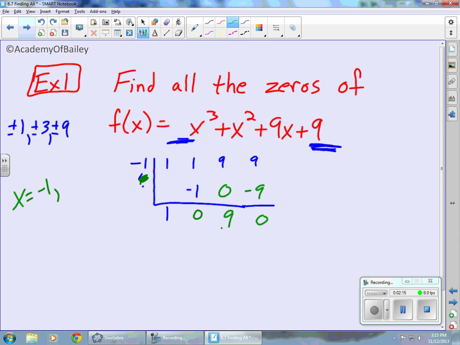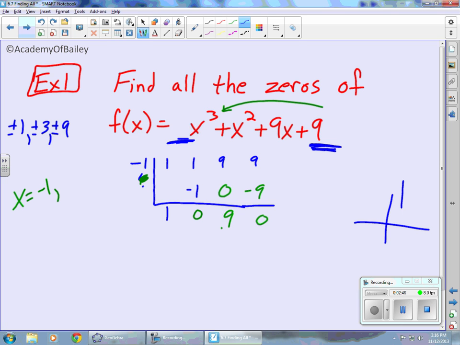Now, how many zeros are we looking for? You see this number here? The highest exponent is usually the number we're looking for. We're looking for 3 roots. There's a possibility that some of them can be irrational or rational, but we could also have imaginary roots, which are roots that don't necessarily cross the x-axis. Don't forget it is possible to have repeated roots.